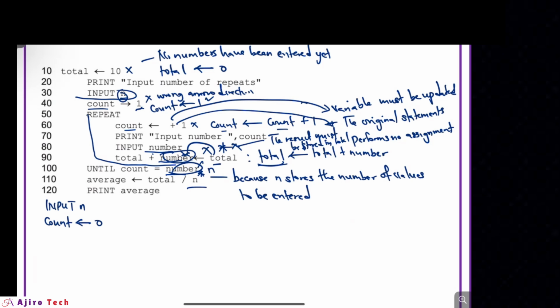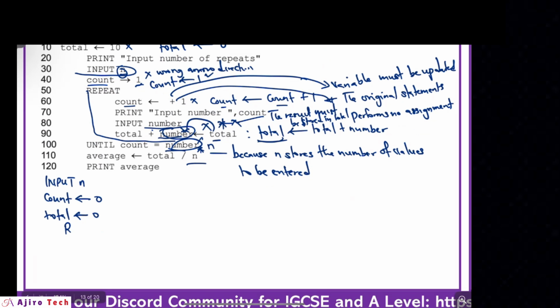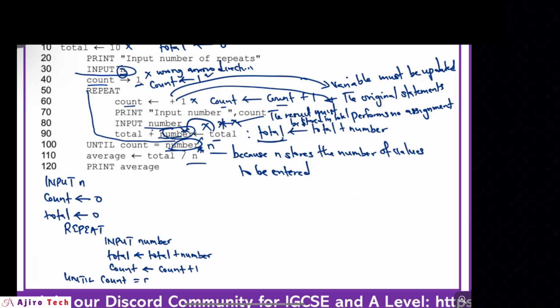So you understand it, total equals 0. Then I have repeat, input number, then we have total equals total plus number, then count equals count plus 1, until count is equals to n, which is this one.